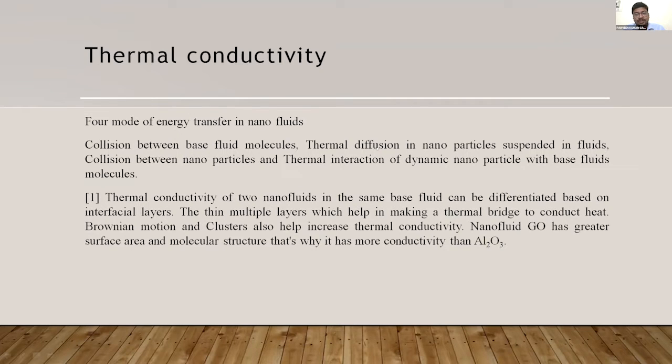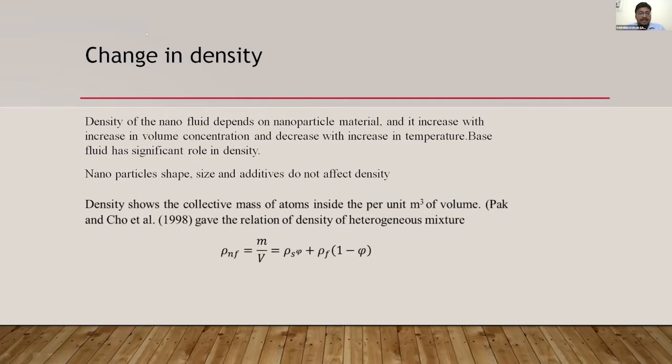Next is thermal diffusion, which also helps nanoparticles to stay suspended in fluids, through collisions between nanoparticles and thermal interaction of dynamic nanoparticles. The thermal conductivity of nanofluids also increases, because once the particles are in the fluid, they increase the heat transfer and other properties because of Brownian motion. Brownian motion is the randomness inside the fluid, which helps to increase the heat transfer.